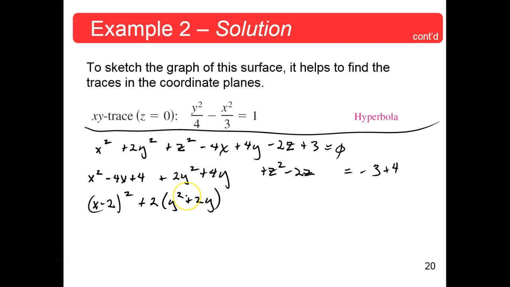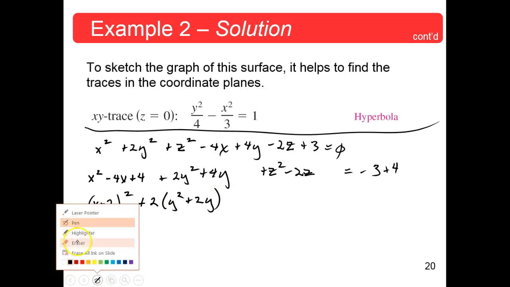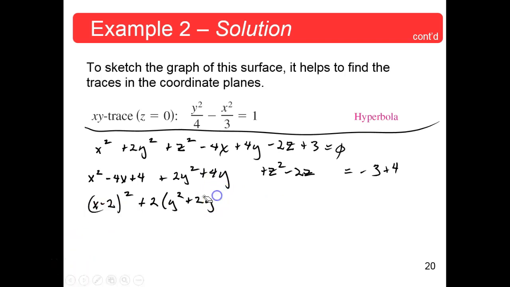For those, I want to pull out the 2. Okay, so I haven't changed anything. Okay, this one is going to be, oh, I left off my obnoxious blank. Forgive me. Plus, let's go on and complete the square for the z's while we're here. What would that be? Z squared minus 2z.